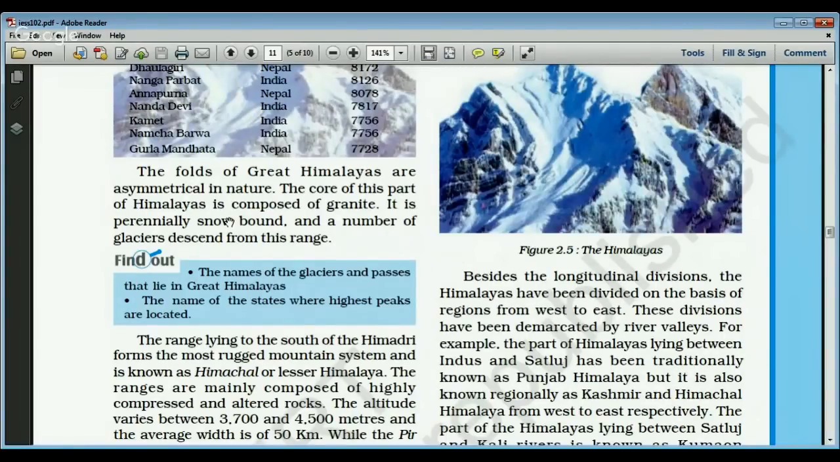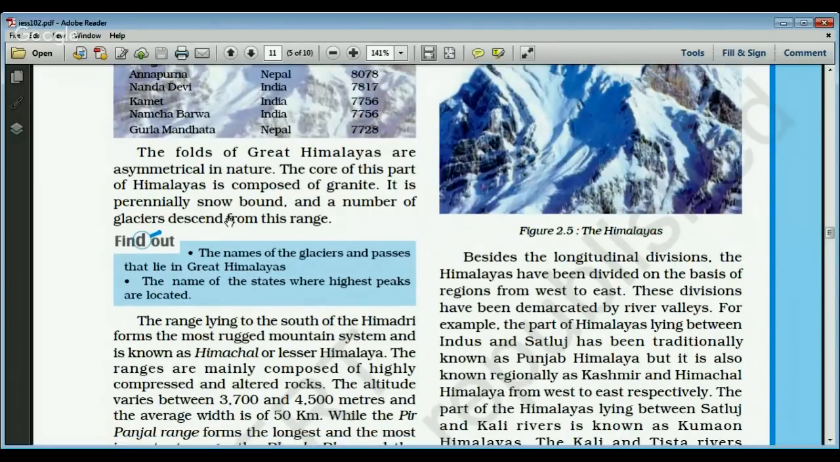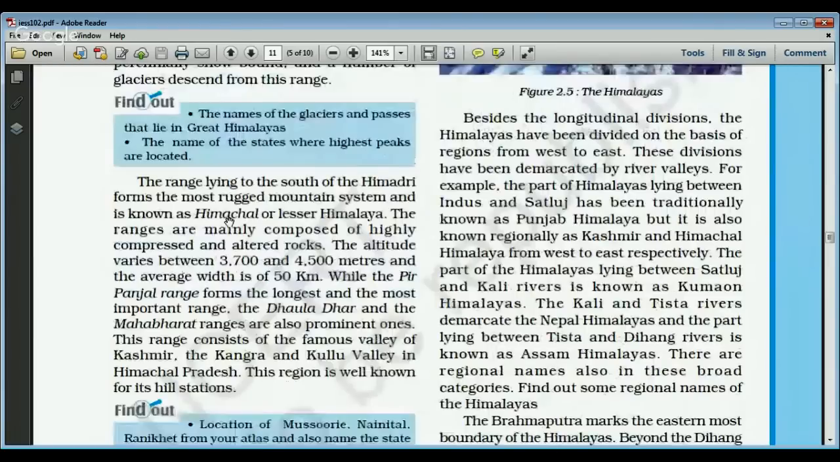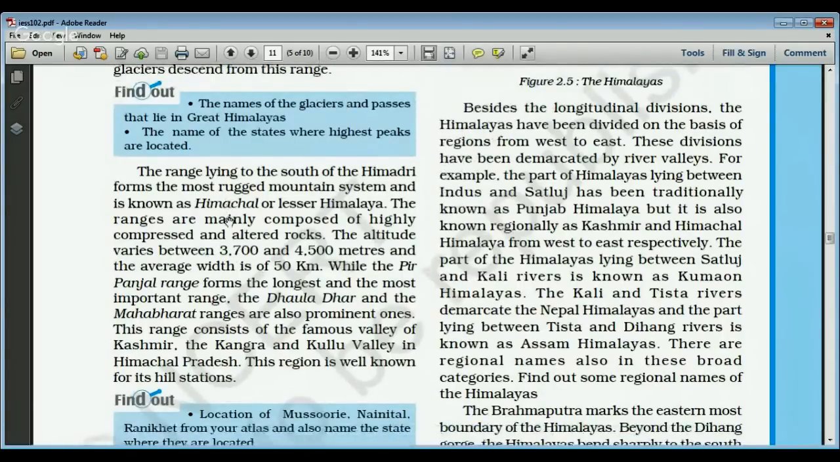The folds of the Great Himalayas are asymmetric in nature, and the core of this part of the Himalaya is composed of granite. It is perennially snowbound, and a number of glaciers are found in the region of the Great Himalayas. The range which lies to the south of the Himadri, or the Great Himalayas, forms the most rugged mountain system and is known as the Himachal or Lesser Himalaya.